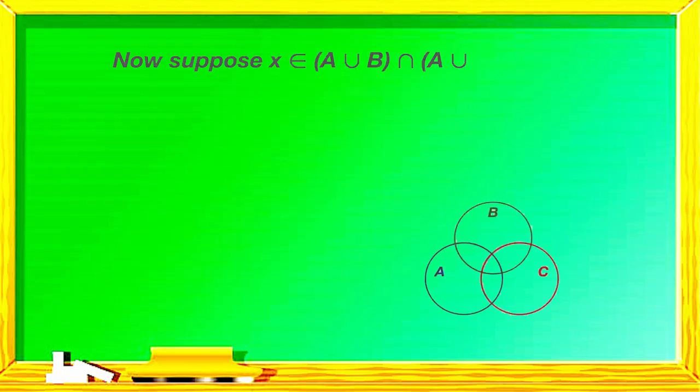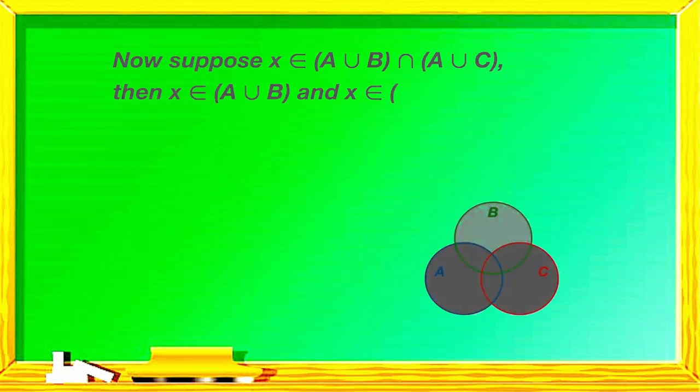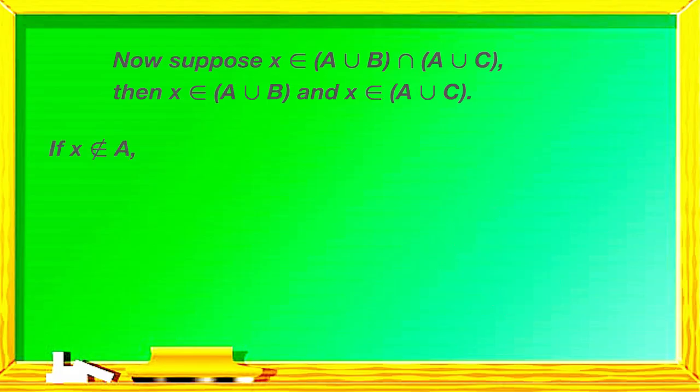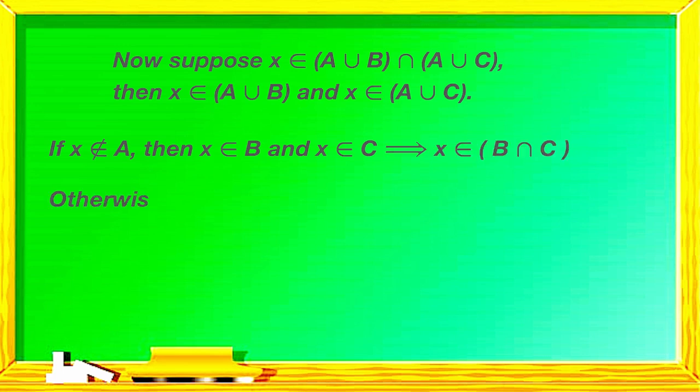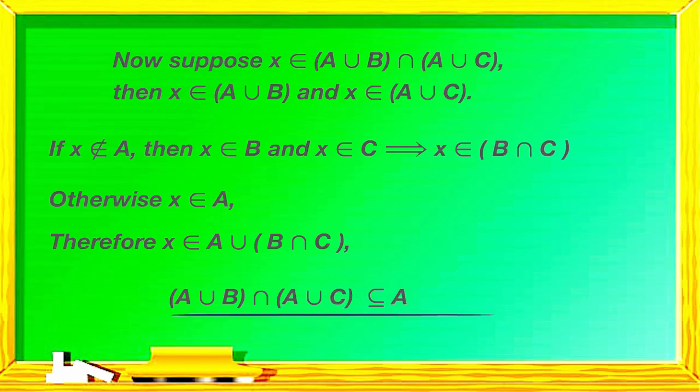Now, suppose X is in A union B intersected with A union C. This means that X is in both A union B and A union C. If X is not in A, then it must be in both B and C. So it must be in the intersection of B and C. And otherwise, X is in A. So X is in the union of A and B intersected with C, which means A union B intersected with A union C is a subset of A union B intersected with C.